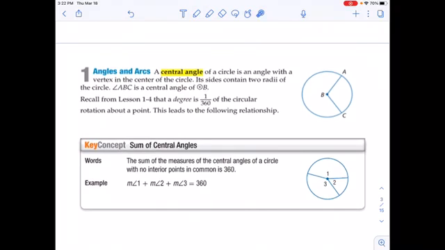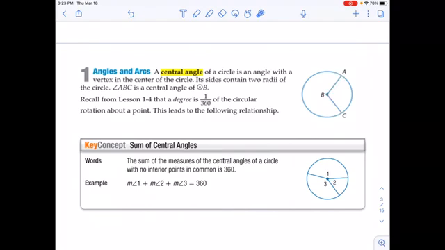A central angle of a circle is an angle with a vertex in the center of the circle. Its sides contain two radii of the circle. And angle ABC is a central angle of this circle here. Notice it's really just an angle with the vertex at the center that extends to the sides of the circle.